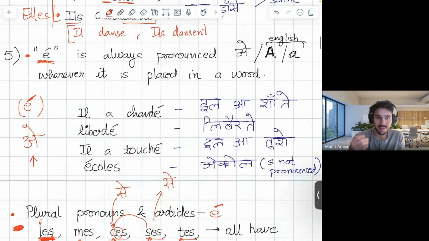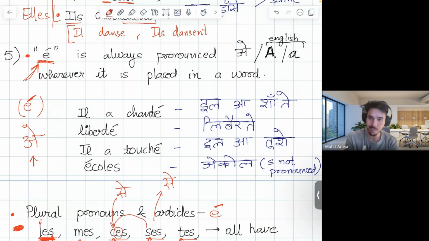So the fifth rule, and this is one of the most important things that I want you to take away from this lecture. If you don't remember anything else, please remember this rule, because you are going to encounter this word in French so often that you have to get it right every time. This letter comes a lot of times within words, at the start of words, and at the end of words. You can see it everywhere. The good thing is the pronunciation remains the same everywhere you see it.